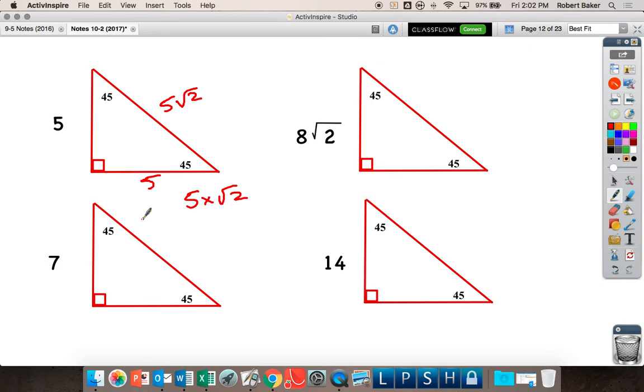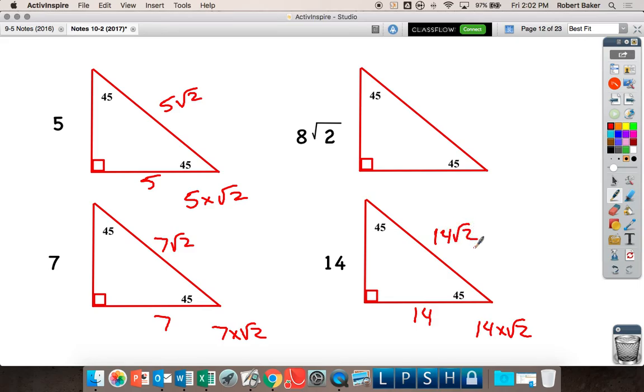Okay? If this side's 7, how do you get to this side? How do you get from a leg to a hypotenuse? What is 7 times the square root of 2? Okay, we good? Got a 50. If this side's 14, how big is this side? How do you get from a leg to a hypotenuse? 14 times the square root of 2. Okay, you got a 75.